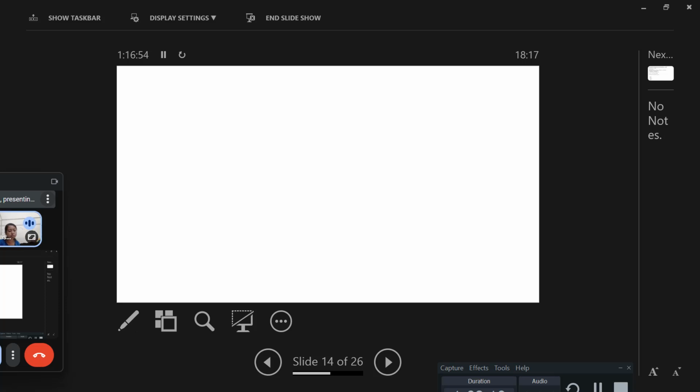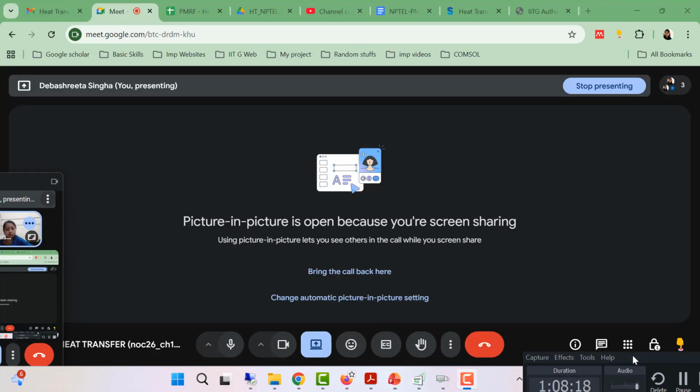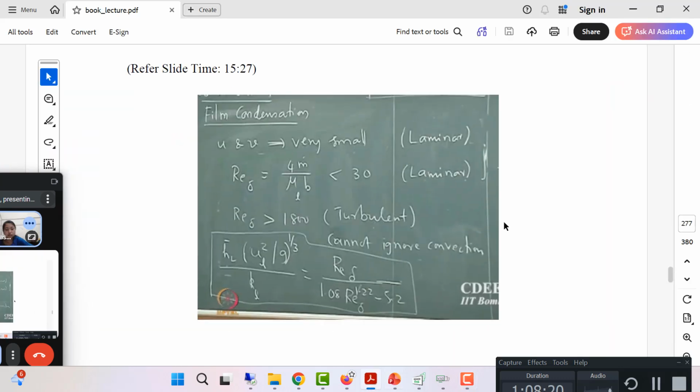Okay, since we don't know whether it's turbulent or laminar, you can write this as: from this you can see HL bar into UL square by G to the power 1 by 3, divided by QL, is equal to RE delta divided by 1.08 RE delta to the power 1.22 minus 5.2.